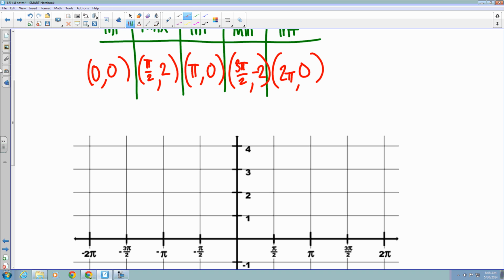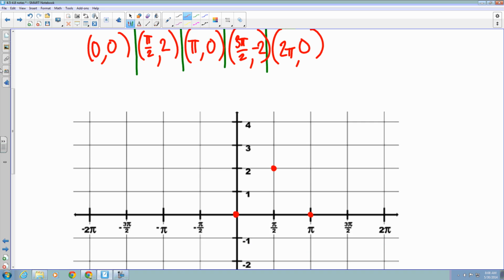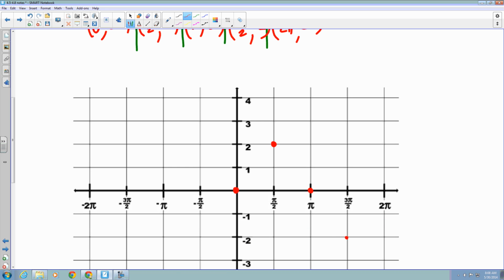So now I'll go ahead and sketch these. And all we need to do is sketch one period. So that should do it right there. Those were the 5 key points, and that's the graph.